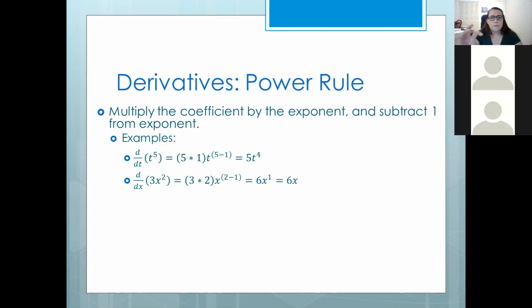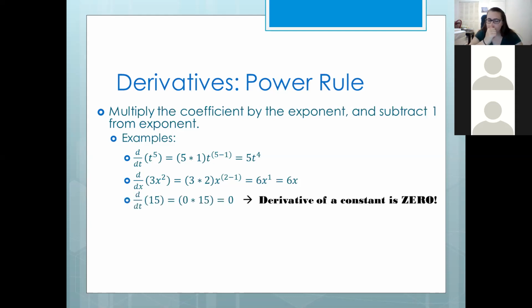Okay, so again, we're going to multiply the coefficient, in this case 3, by the exponent 2. So 3 times 2. And then we subtract 1 from the exponent. So 2 minus 1. That gives us 6x to the 1, or just 6x. So the derivative of the function 3x squared is 6x. If we were to graph the function 3x squared and take the slope at each point, it would create a graph of the function 6x.